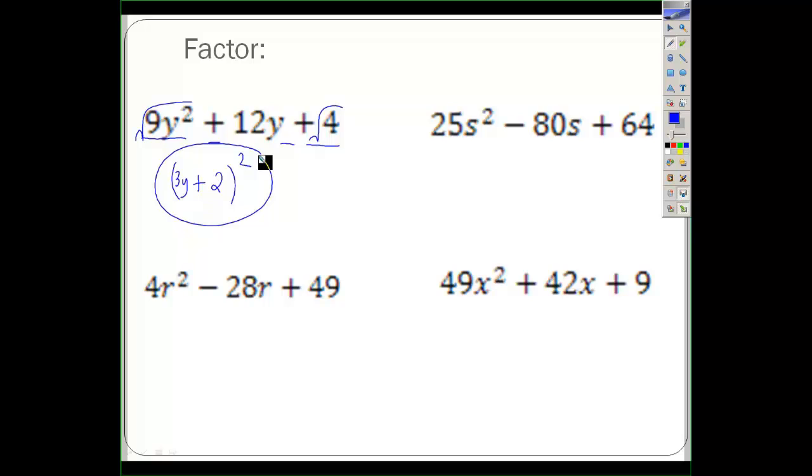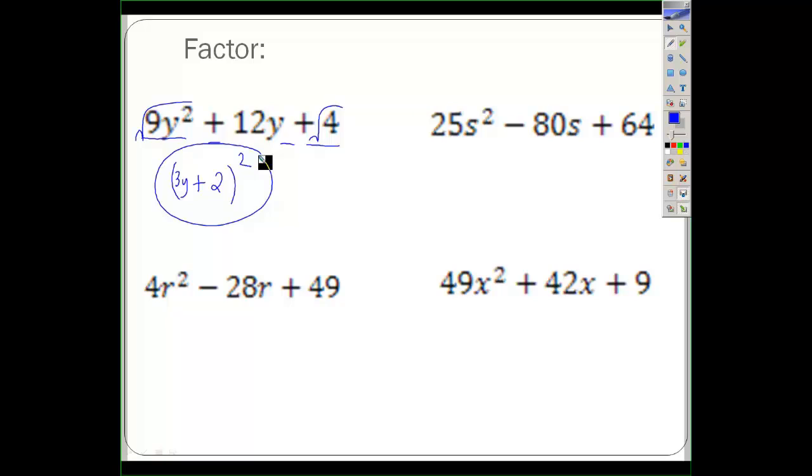Okay, so if this should stick out to you, you need to have memorized 1, 4, 9, 25, 16, 36, 49, 64, 81, and 100, because they are all the perfect squares. Okay. So let's take a look at this next term.